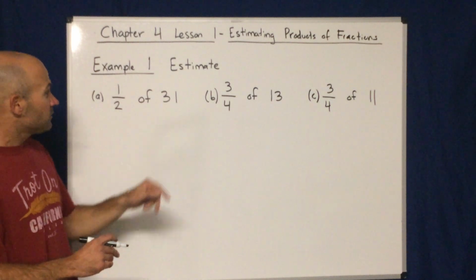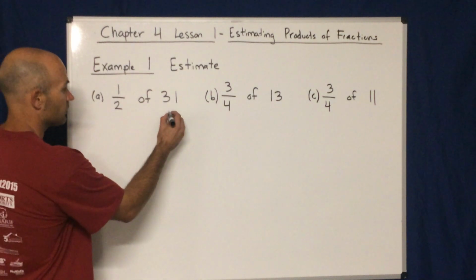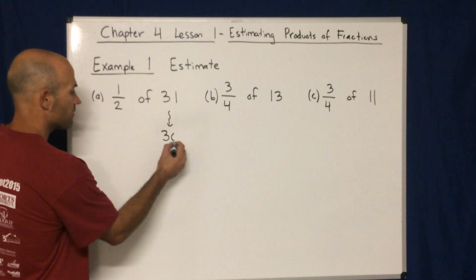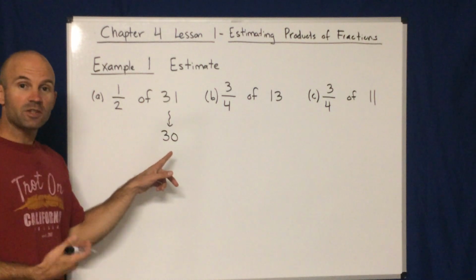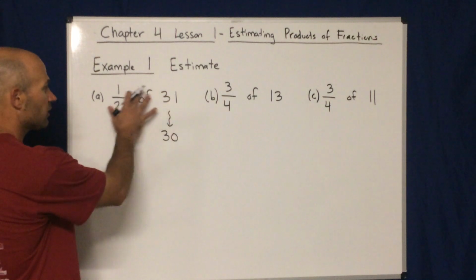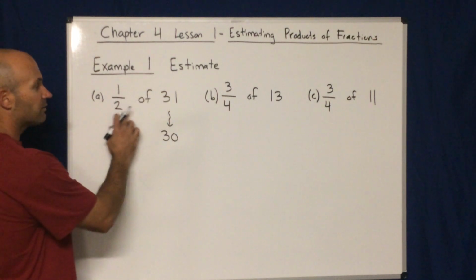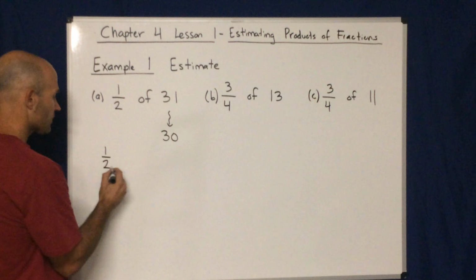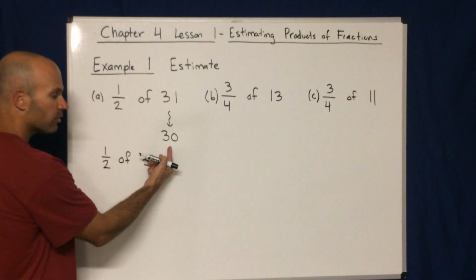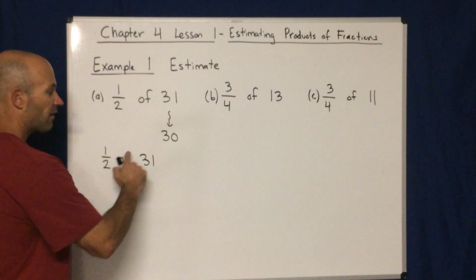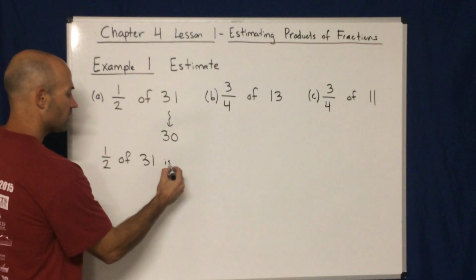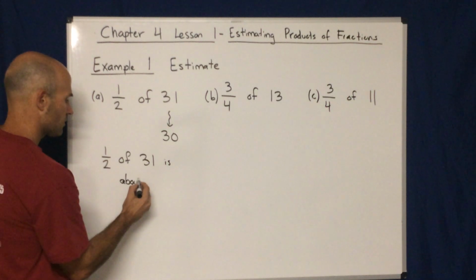But if I take 31 and replace it with 30, which is kind of close, so 31 is roughly 30, I could take half of 30 much easier, right? Half of 30 is just 15. So one possible answer for the estimate here: if I think of 31 as being about 30, then half of 30 is exactly 15. So half of 31 is about 15.